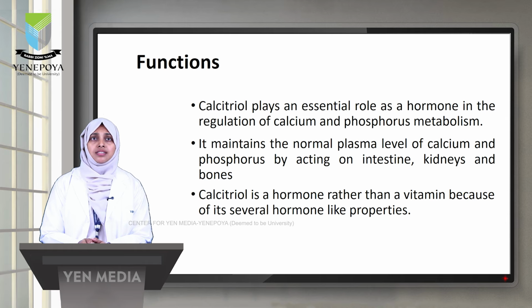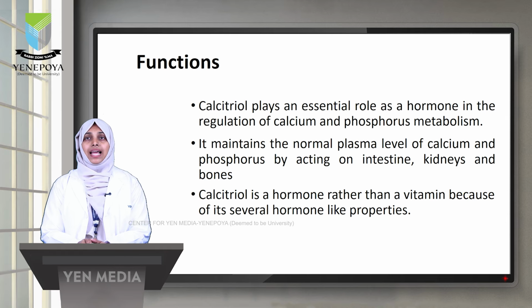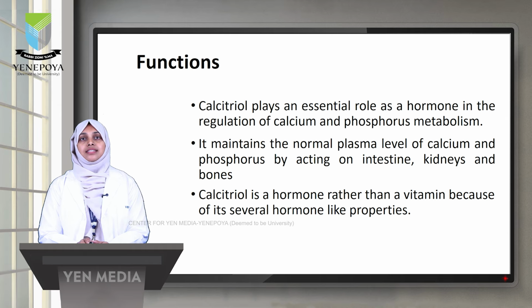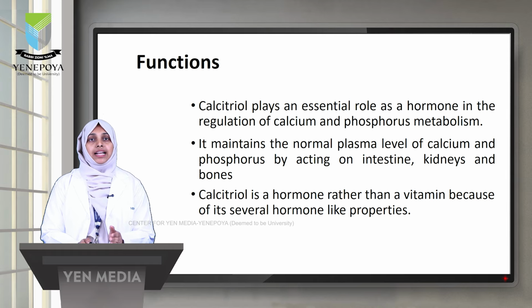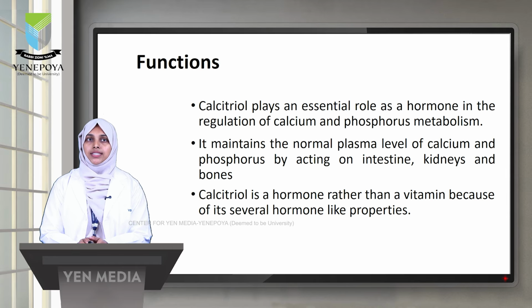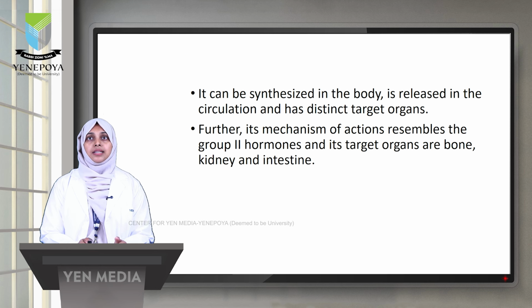Coming to the functions, calcitriol plays an essential role as a hormone in the regulation of calcium and phosphorus metabolism. It maintains the normal plasma level of calcium and phosphorus by acting on intestine, kidneys and bones. Calcitriol is a hormone rather than a vitamin because of its several hormone-like properties. It can be synthesized in the body, is released in the circulation and has distinct target organs. Further, its mechanism of action resembles the group 2 hormones, and its target organs are bone, kidney and intestine.